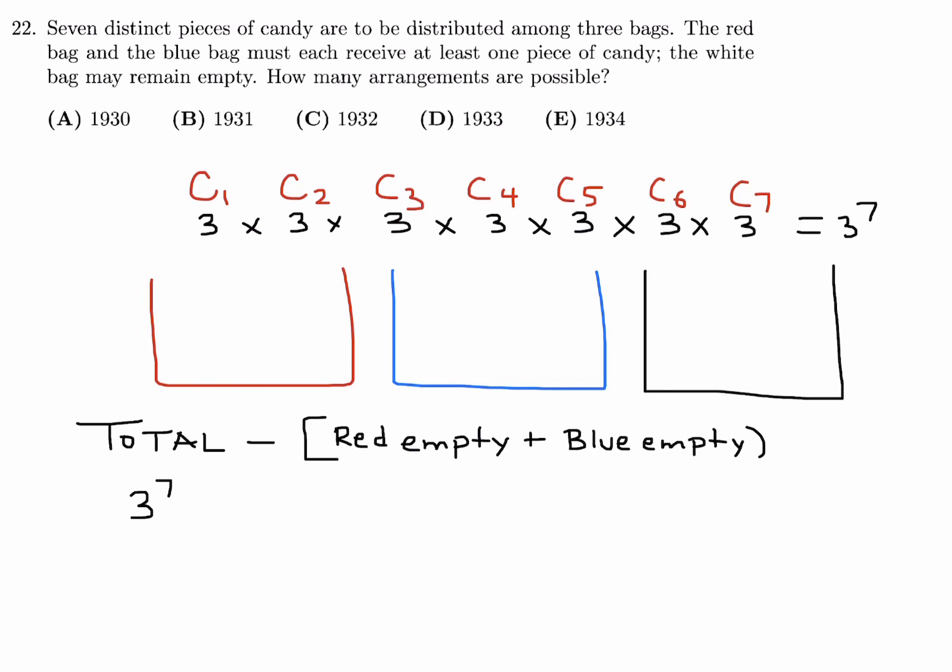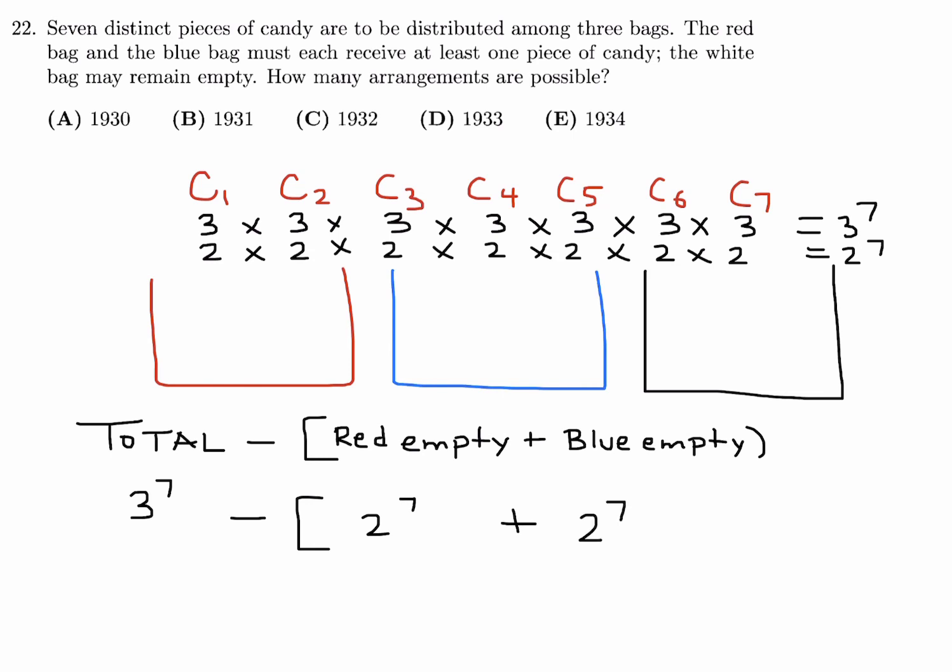So the scenario where the red bag is completely empty means that for candy number 1, you only have 2 choices this time. You can't put it in the red bag because we want the red bag to be empty. So for candy number 1, we have only either a blue bag or a white bag. Candy number 2, we have only a blue bag or a white bag, and similarly, all of these will be 2s. So this is 2 to the power of 7. So this red bag being empty is 2 to the power of 7. And in a very identical way, the blue bag being empty also is 2 to the power of 7.